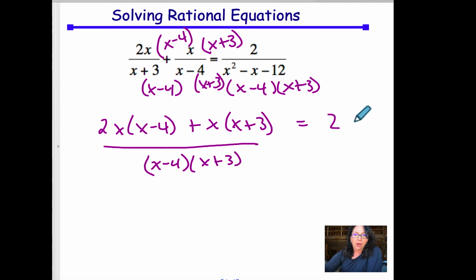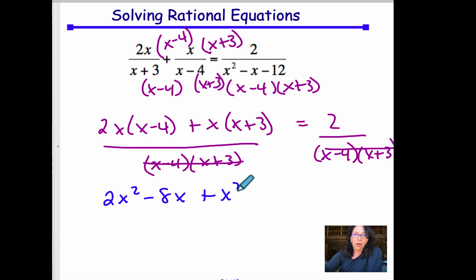But what's going to actually happen is, again, the x minus 4 and then the x plus 3, what ends up happening is when I cross multiply, my denominators are going to cancel. So realistically, what I only need to do is, and you can only cancel those denominators if they're exactly the same, set my numerators equal to each other. So I distribute: 2x squared minus 8x plus x squared plus 3x, and then that equals 2.